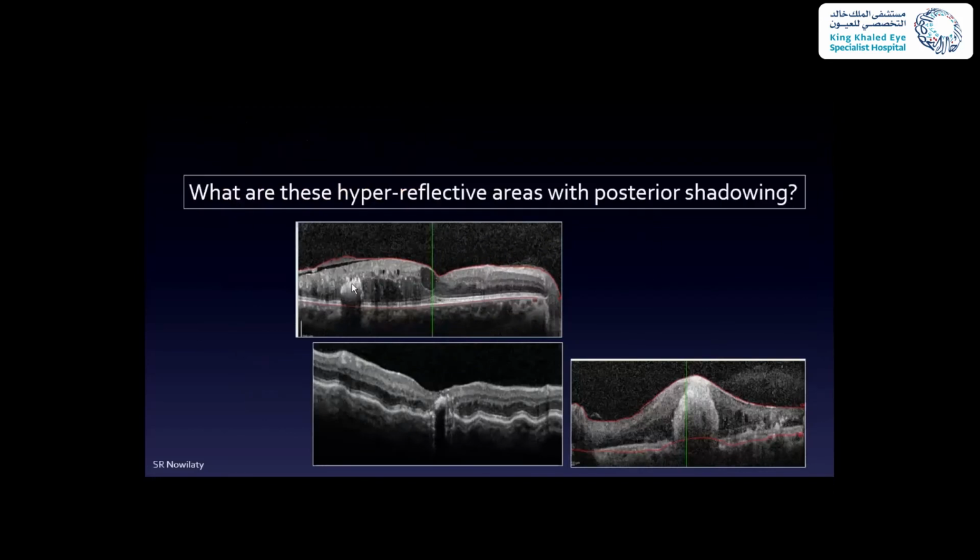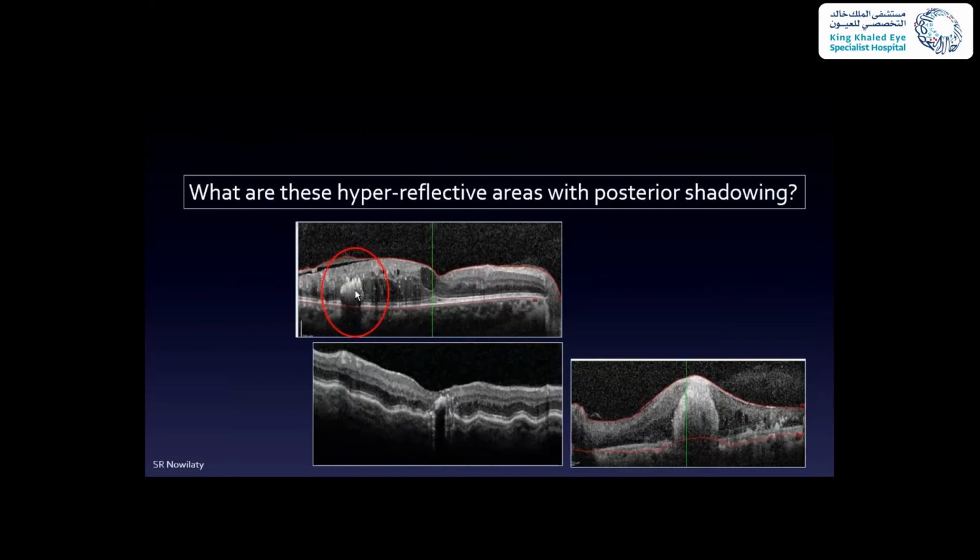Okay, now how about when the thickness is associated, or even when you don't have thickness, when you have intraretinal hyperreflective areas. For instance, here you have a hyperreflective area that shadows. You have a hyperreflective area here that also shadows. You have a big hyperreflective area here that shadows. These could be, depending on the pathology, depending on the full clinical picture.